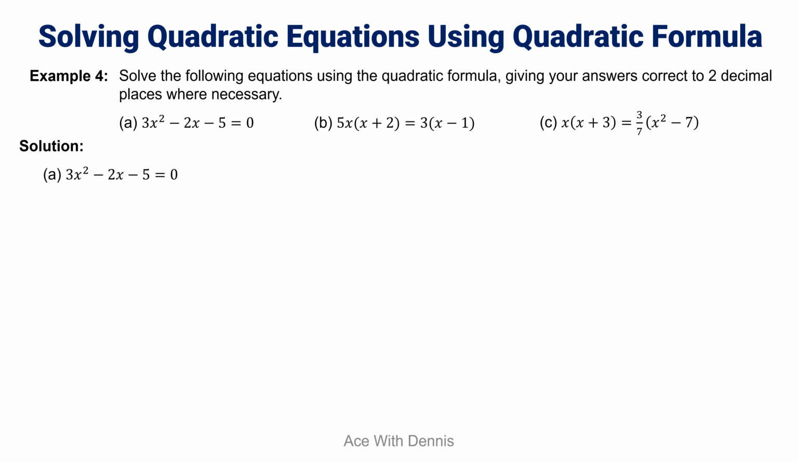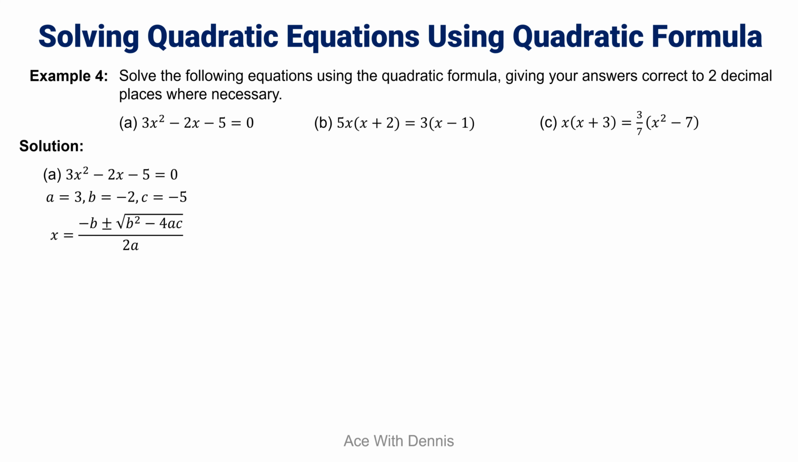So here's the solution. For A, 3x squared minus 2x minus 5 equals 0. Before we use the quadratic formula to solve this equation, the first step we need to do is identify the values of a, b, and c. For this case, a is 3, b is negative 2, and c is negative 5. Remember that quadratic equations are usually in the form ax squared plus bx plus c. Hence, for this case, these are the values for a, b, and c. And now, we move on to apply the quadratic formula to solve this equation.